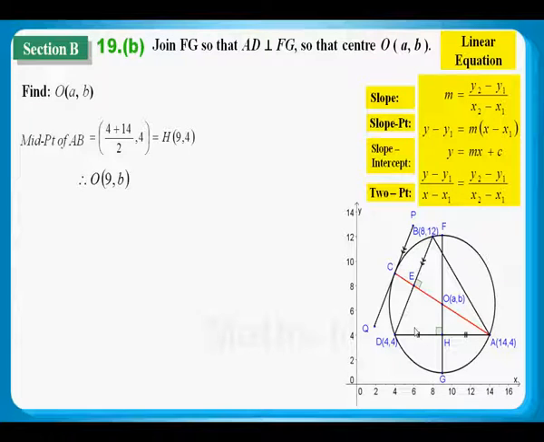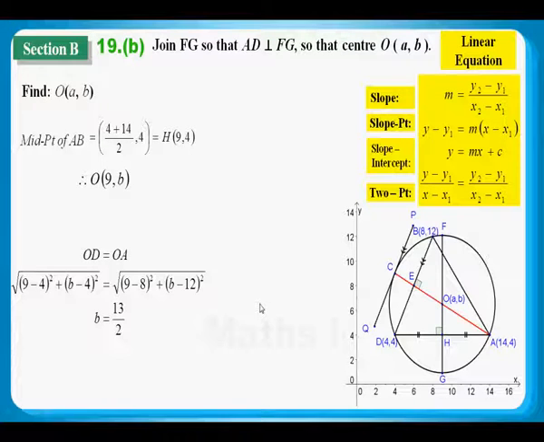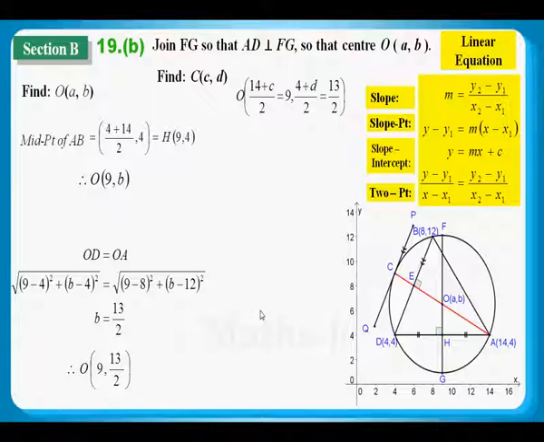Then all our attention will focus on B. How do we find B? Now remember, OA is equal to OD because they are radii. Then we can use the distance formula to find B. And now we have the coordinates of the center. So, as I said, I will use the midpoint formula to help us find C and D.